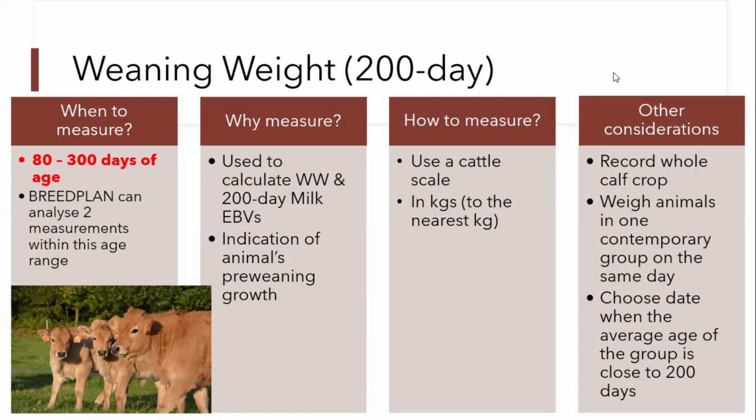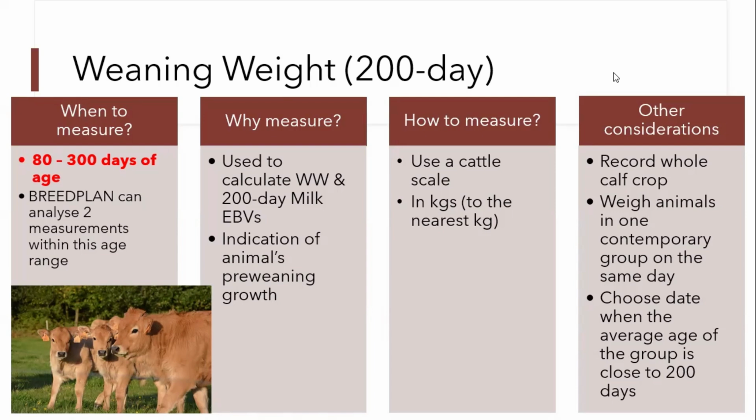So why do we record 200-day weight? We use it to calculate our weaning weight EBVs as well as the 200-day milk EBVs. And it gives us an indication of the animal's pre-weaning growth. How do we measure it? Again, we use a scale to the nearest kilogram. So you will use a normal cattle scale for your weaners.